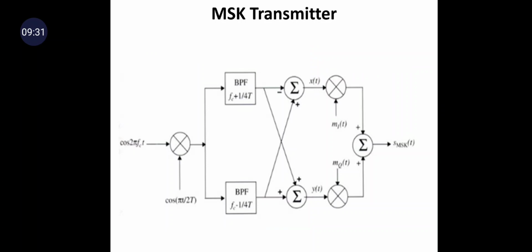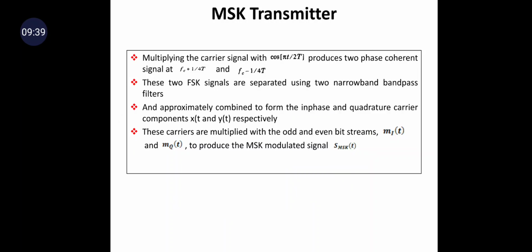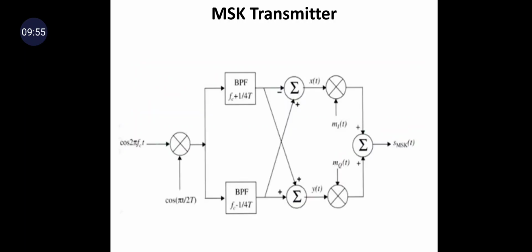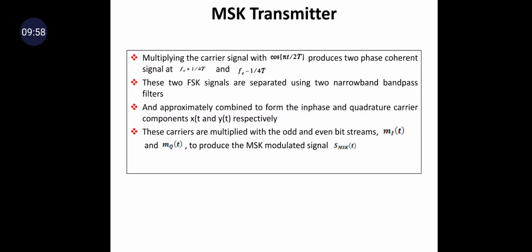So this is the MSK transmitter. This is the block diagram of the MSK transmitter. Let's see the explanation for this block diagram. Here the carrier signal is multiplied with cos of pi t by 2T, which produces two phase-coherent signals, one at fc plus 1 by 4T and another at fc minus 1 by 4T. You can see this in the block diagram. These two FSK signals are separated using two narrowband bandpass filters, and they are appropriately combined to form the in-phase and quadrature carrier components x of t and y of t respectively.